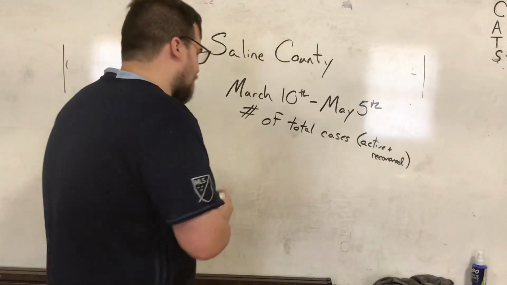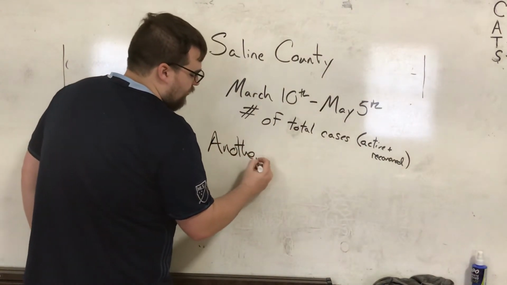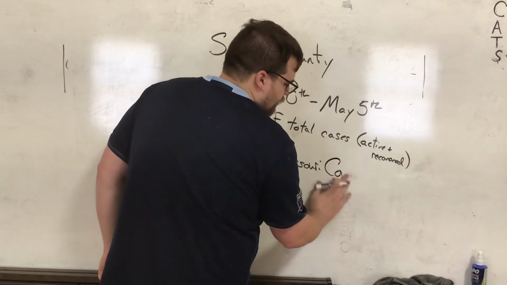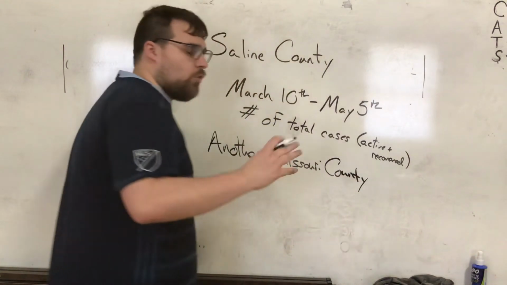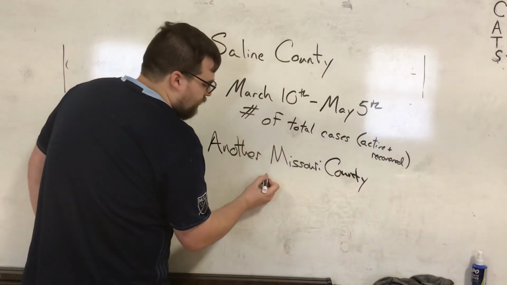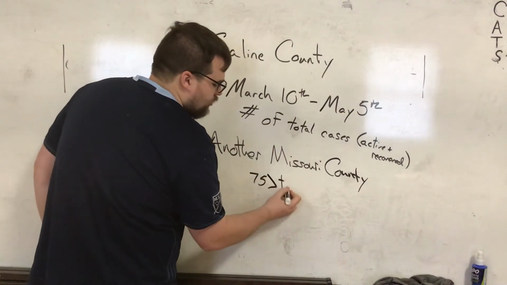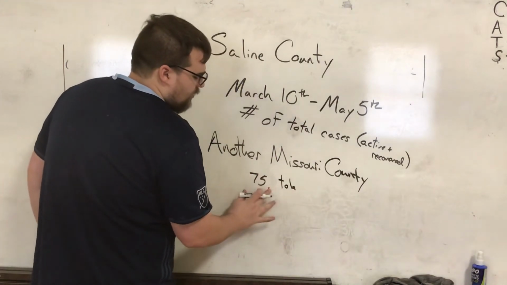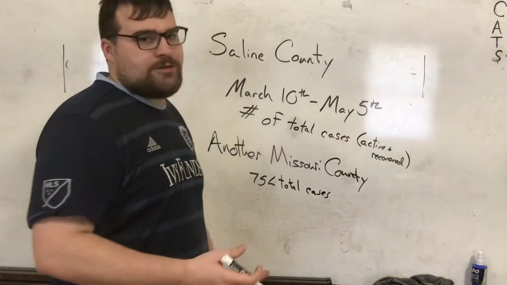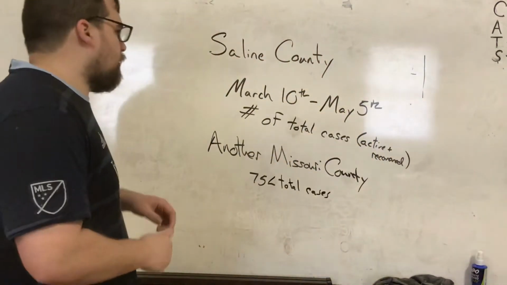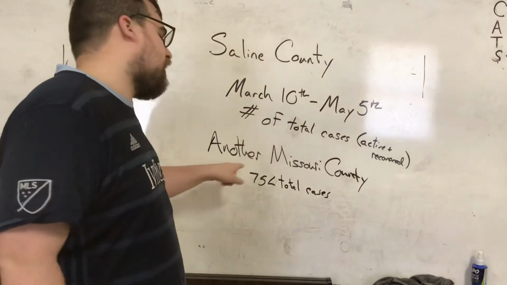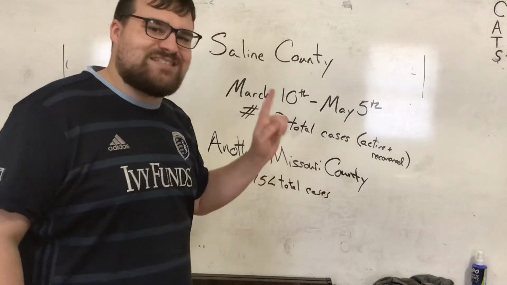However, we are also going to look at another Missouri county. Now this one is going to be of your choice. However, that county needs to have greater than 75 total cases. I guess that inequality sign should be the other way. Greater than 75 total cases. I don't want you to do one of those random counties that's still at like 0 or 5. So we are going to chart Saline County's growth from March 10th through May 5th, total number of cases daily, with another Missouri county's cases that is greater than 75.